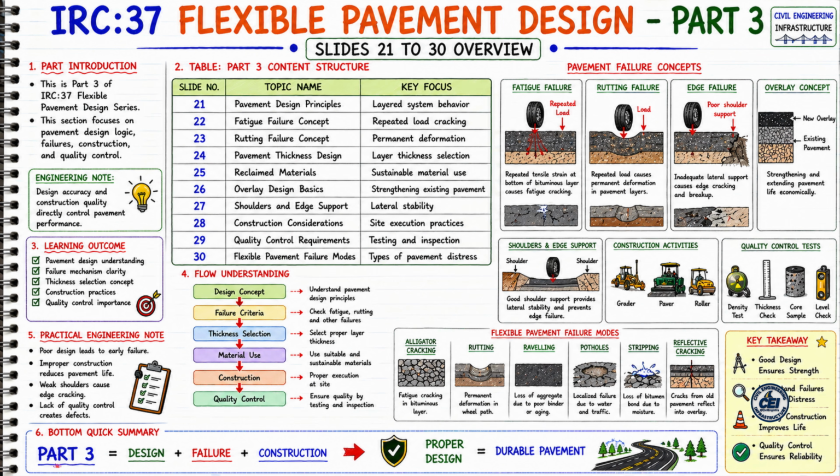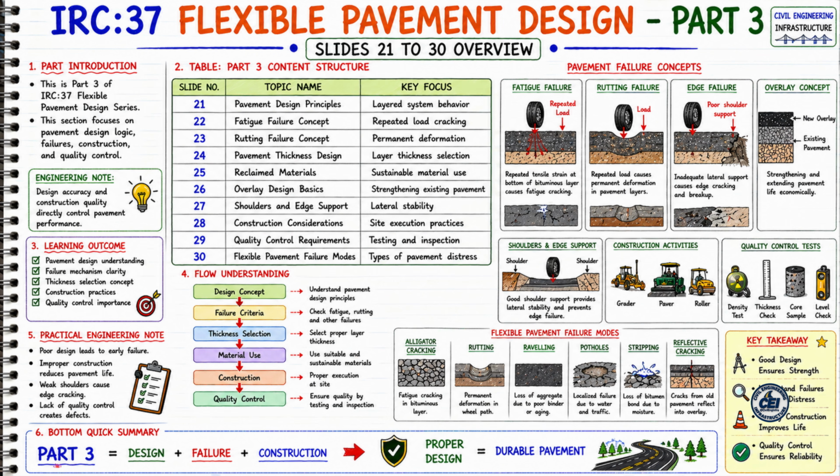Section 7. Quality control tests. Now quality control tests are given. Density test, thickness check, core sample, level check. All these tests ensure that the construction is happening as per the specification.